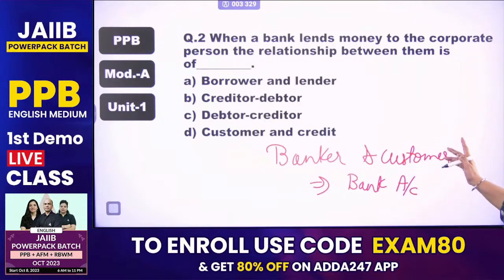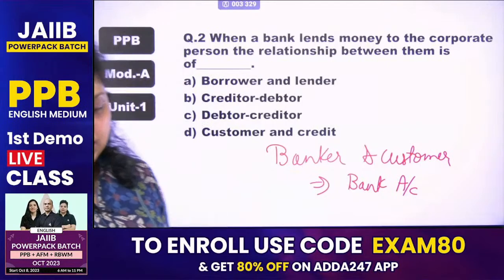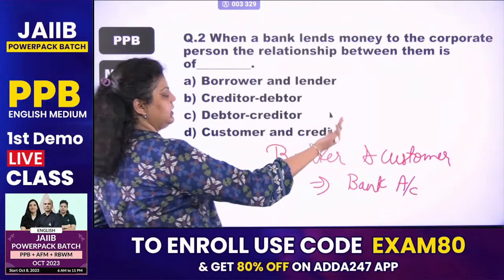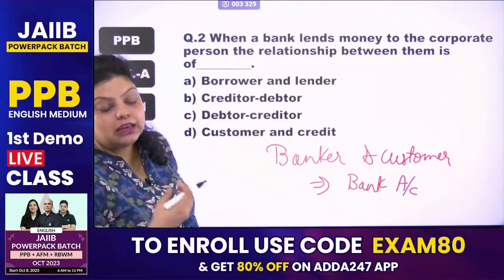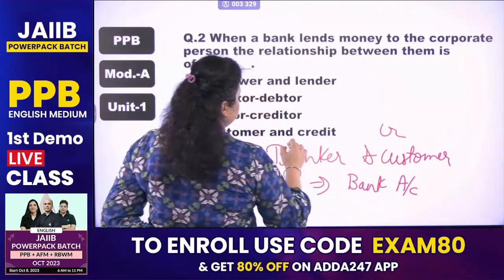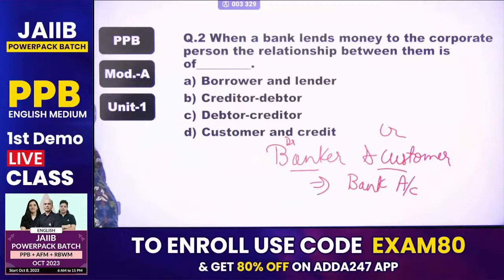So if a customer opens a bank account, what kind of relationship will be created? Who will be the debtor and who will be the creditor? Here the customer is giving funds, so will the customer be a creditor or a debtor? Obviously, if the customer is giving money, the customer becomes the creditor and the bank becomes the debtor. So this is the first relationship, which starts with the primary function of a bank.